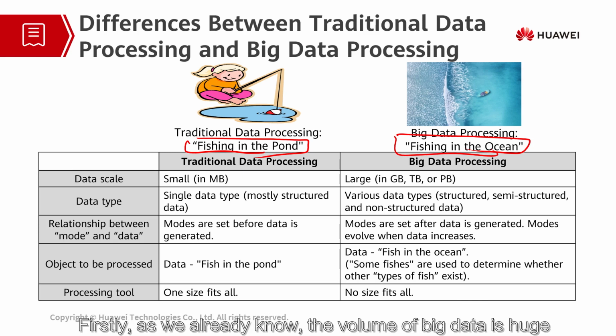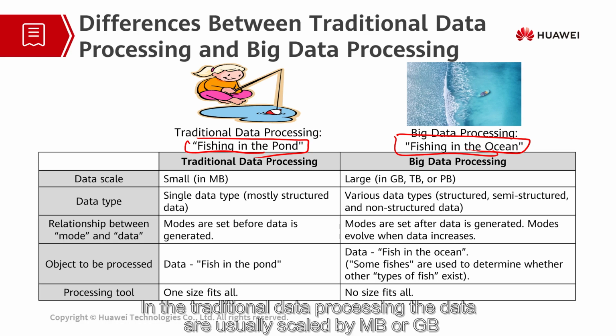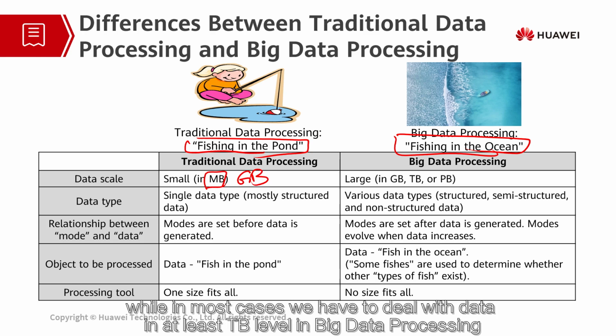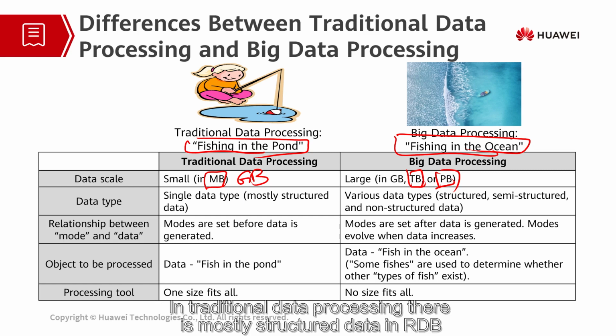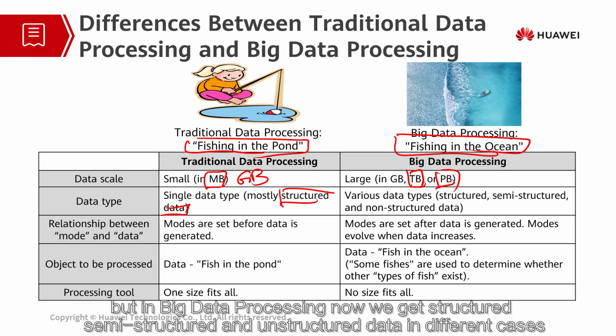Firstly, as we already know, the volume of big data is huge. In traditional data processing, the data are usually scaled by megabytes or gigabytes, while in most cases, we have to deal with data at least at the terabyte level or even petabyte in big data processing. Besides, the variety of big data is more than traditional data. In traditional data processing, there is mostly structured data in RDB. But in big data processing, now we get structured, semi-structured, and unstructured data in different cases.